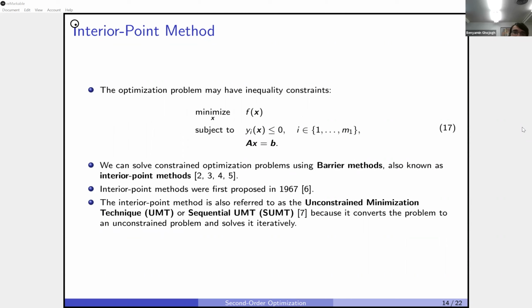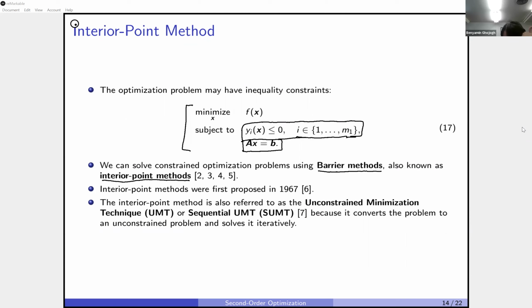So now assume the general case optimization problem, where we have minimization of f of x subject to y_i(x) less than or equal to 0 for m1 inequality constraints. We also have several equality constraints. So we have both equality and inequality constraints. This is a general case. Then we should use some methods called barrier methods, and we'll see why they are called barrier, or also called interior point methods. There are many papers on them.